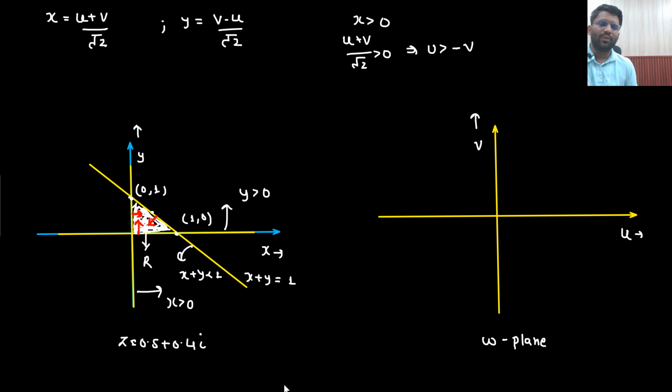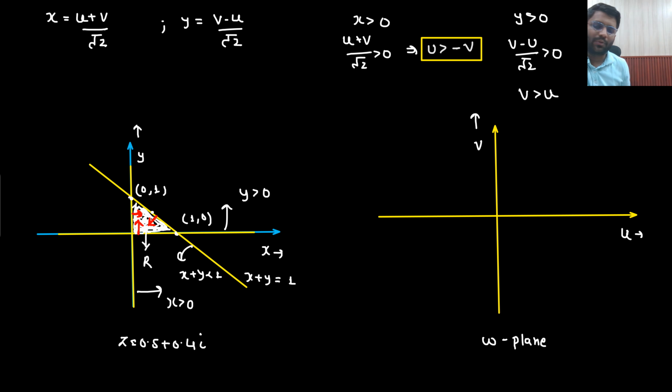So what I am supposed to draw? u greater than minus v, this I am supposed to draw. Next I have y greater than 0. So what is the meaning of y greater than 0? (v minus u) divided by under root 2 greater than 0. So v greater than u, this I am supposed to draw.